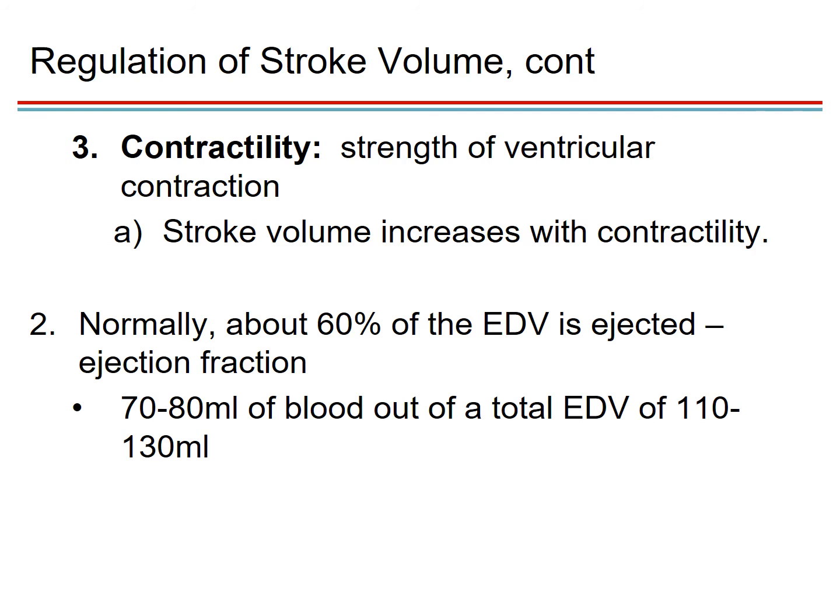So normally, under physiological conditions, we have about 60% of the end diastolic volume that will be ejected, and this is termed the ejection fraction. Okay, so again, the ejection fraction is about 60%. And so this equates to about 70 to 80 milliliters of blood out of the total end diastolic volume of 110 to 130 milliliters of blood.